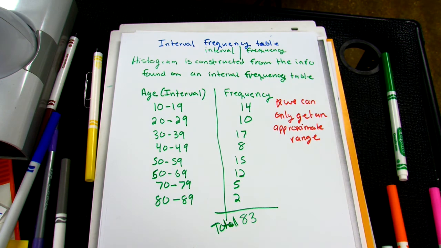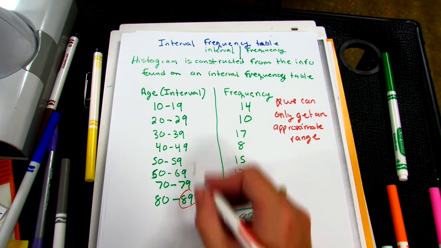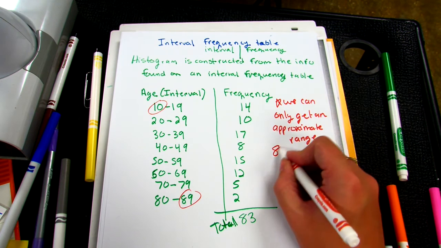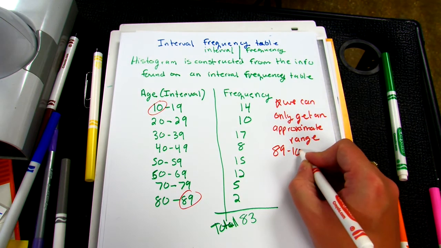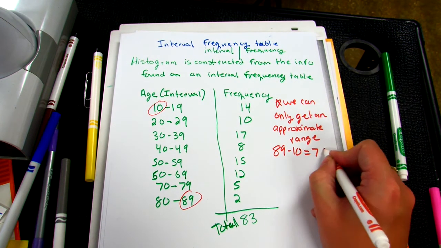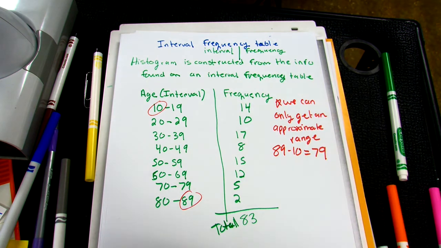Okay, so to get it, we subtract the smallest value of the lowest interval from the largest value of the highest interval. So the largest minus the smallest. So 89 minus 10, and we get 79 for our range. But again, it's an approximate range.